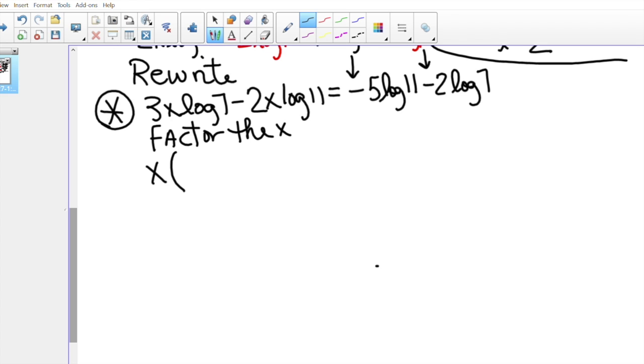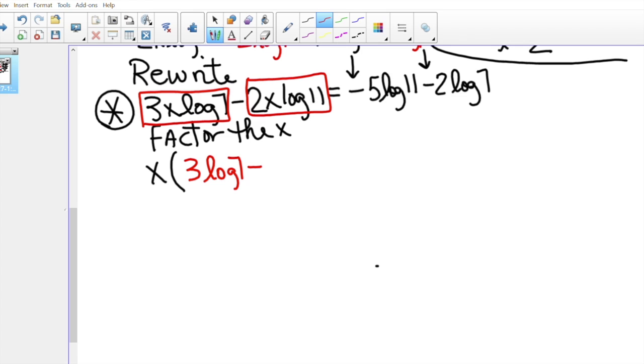Now look at this area right there. You're going to rewrite 3 log 7 minus. Now look at this. We're factoring this x as well out. So the x is gone, so you'd have 2 log 11.